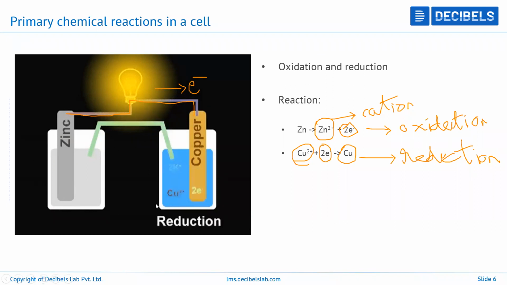Okay, so let's take a look at this particular animation once again. Here you can see zinc is split up into an electron and a zinc ion, which then gets dissolved into the solution and is transported through this salt bridge to the copper side. Meanwhile, the copper ion released over here then recombines on the copper side. This is how your reaction will be completed, and this is how charge neutrality is maintained.